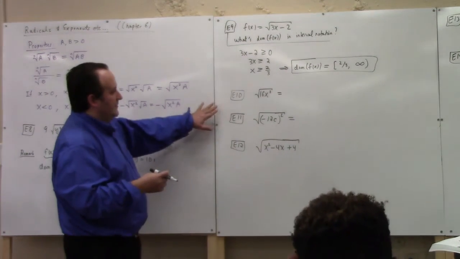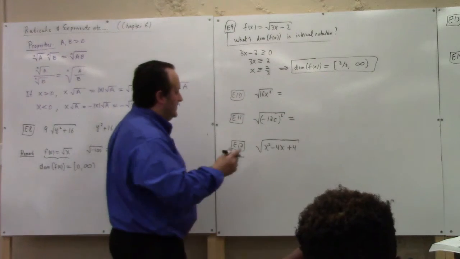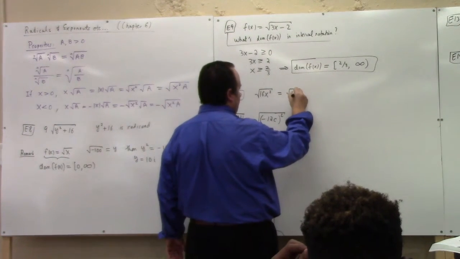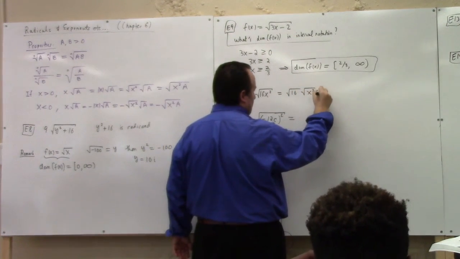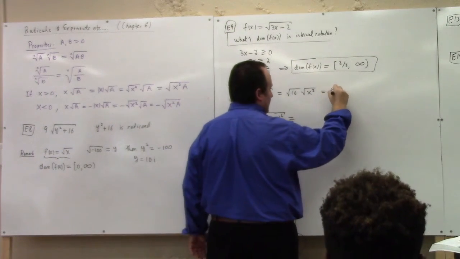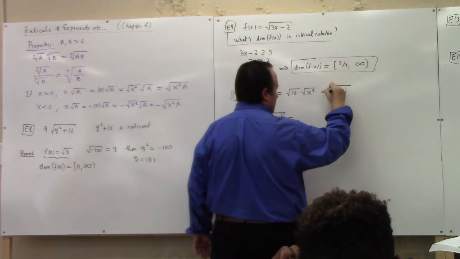Okay, so here we go. This is the square root of 16 times the square root of x squared. Square root of 16 is 4. Square root of x squared is the absolute value of x. There you go.